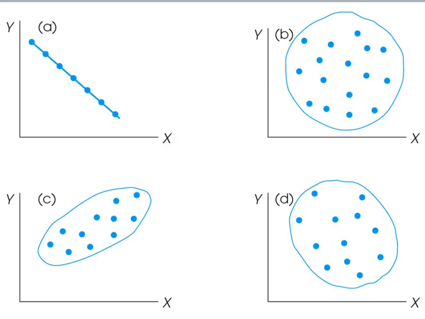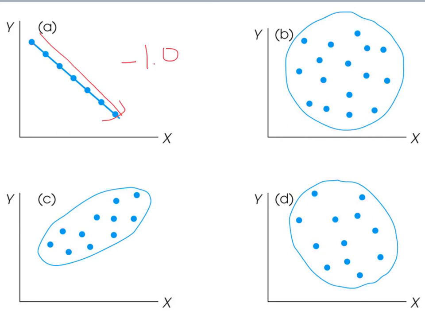Here we have examples of scatter plots that show different degrees of relationship. Here we have a negative relationship. The variables go from upper right to lower left. It's a nice linear, straight line, perfect relationship, and that would be about negative 1.0.